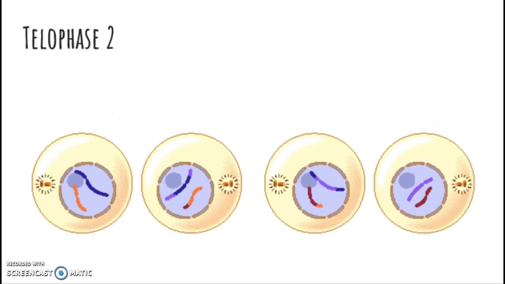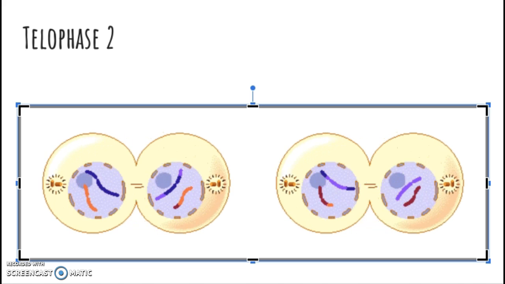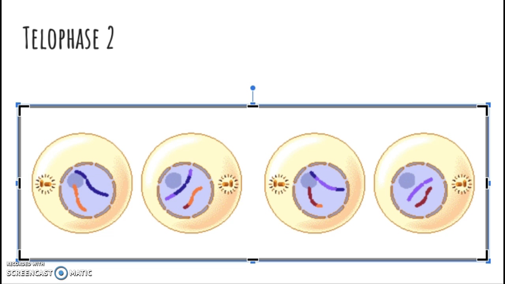And finally, in telophase II, a nuclear envelope forms around each set of chromosomes. The spindle breaks down and the cell undergoes cytokinesis. The result of meiosis is 4 haploid cells.